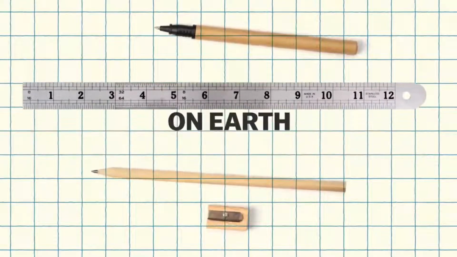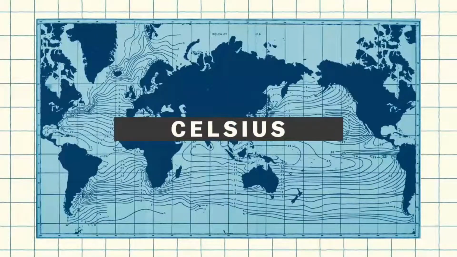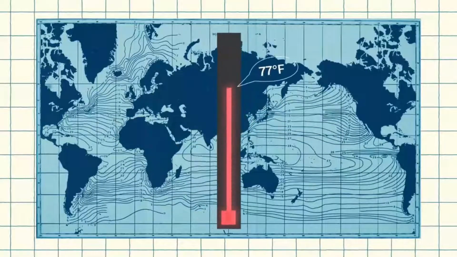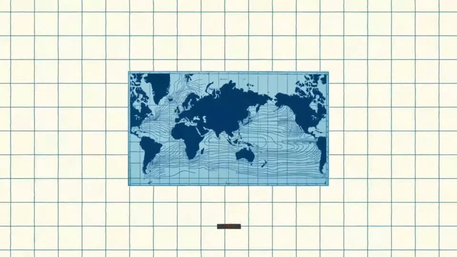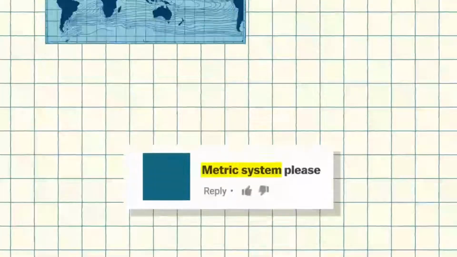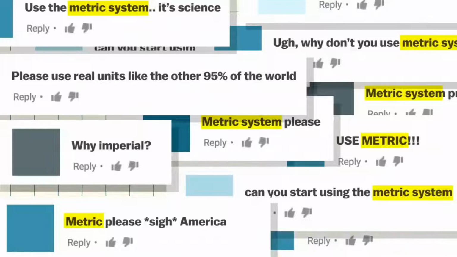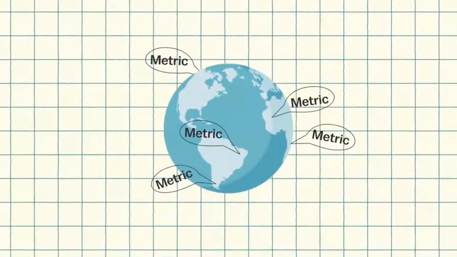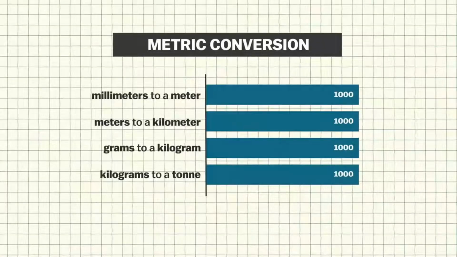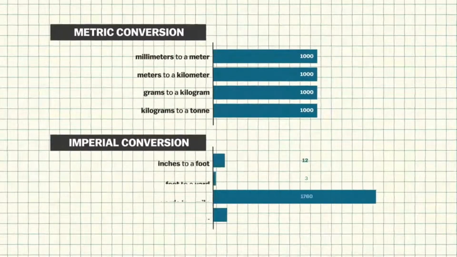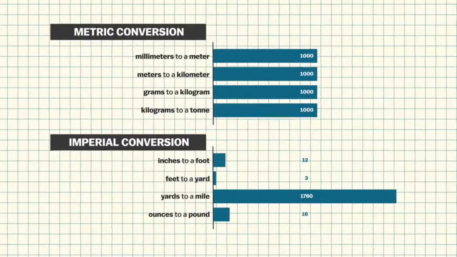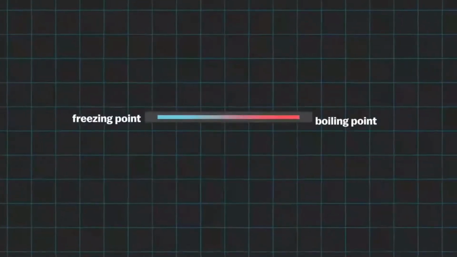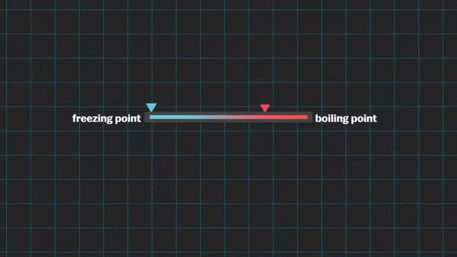Virtually every country on Earth uses Celsius to measure temperature, but the US still uses Fahrenheit. And for that reason, we at Vox often get comments like these. Okay, we get it. Besides the fact that the majority of the world uses it, the metric system makes conversions a lot easier. The Celsius scale even looks simpler. It has freezing and boiling points at nice round numbers, 0 and 100, where in Fahrenheit, it's a bit of a mess.